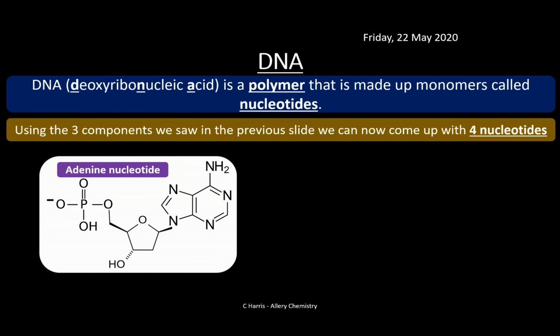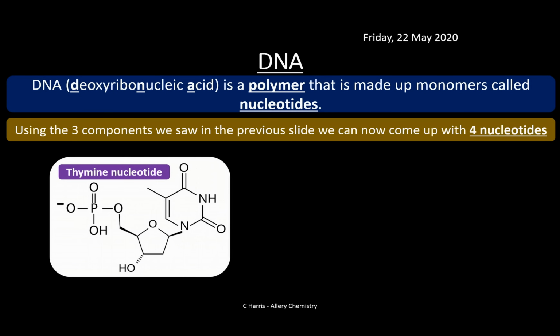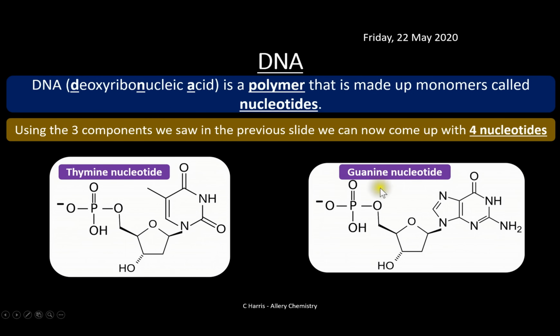But there are some other ones as well. Another one is the cytosine nucleotide, and you can see that the nitrogen here, the one that was circled, is bonding to the pentose sugar. And then the thymine nucleotide, again, there's the bonding nitrogen. And then the guanine nucleotide, there's the bonding nitrogen. So you can see they're all the same. They've all got this pentose sugar and phosphate, but it's the base that's changing here. So these are the 4 monomer units, effectively, that make up DNA.